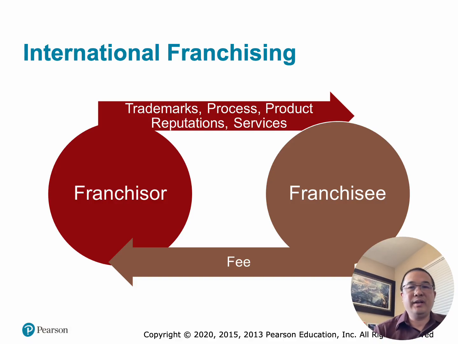So in this diagram, the top arrow shows what the franchisor provides: trademarks, process, product reputations, and services. So this means the franchisor transfers, number 1, trademarks, the right to use the brand name and logo. So for example, McDonald's Golden Arches, Hilton Hotels brand, and the Subway logo. Number 2, business processes. The franchisor provides proven operating procedures. So this would be restaurant recipes, employee training, customer service standards, and inventory systems.